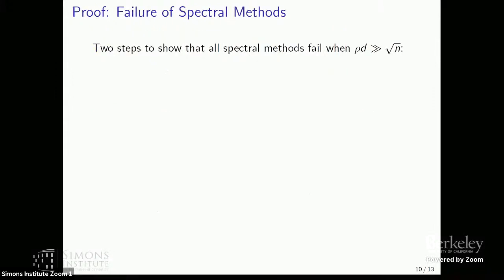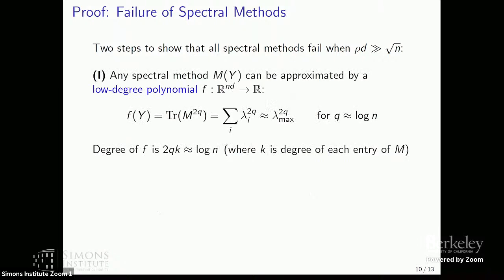Okay, so as maybe I've alluded to, and some of you can guess, how are we going to prove spectral methods fail? It's going to be using low degree polynomials. So the two steps to show spectral methods fail. First, show any spectral method can be implemented as a low degree polynomial. Specifically, if you take your matrix, raise it to a big power, and take the trace, this approximates the biggest eigenvalue.